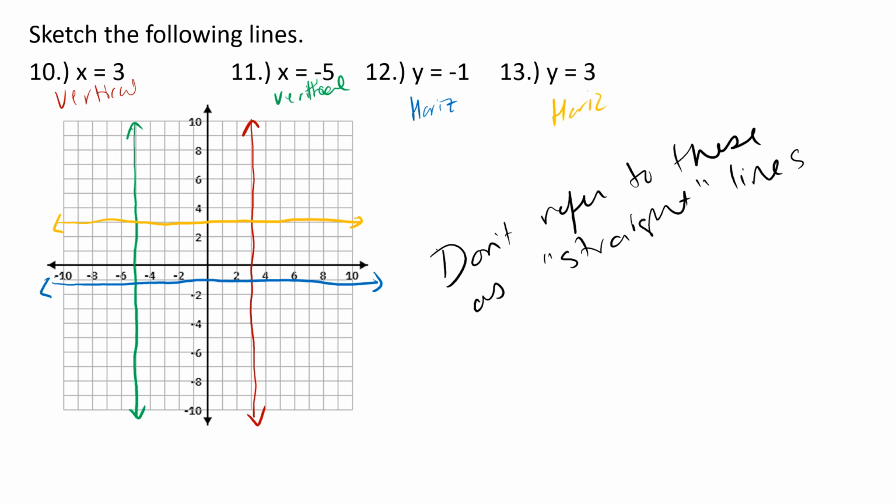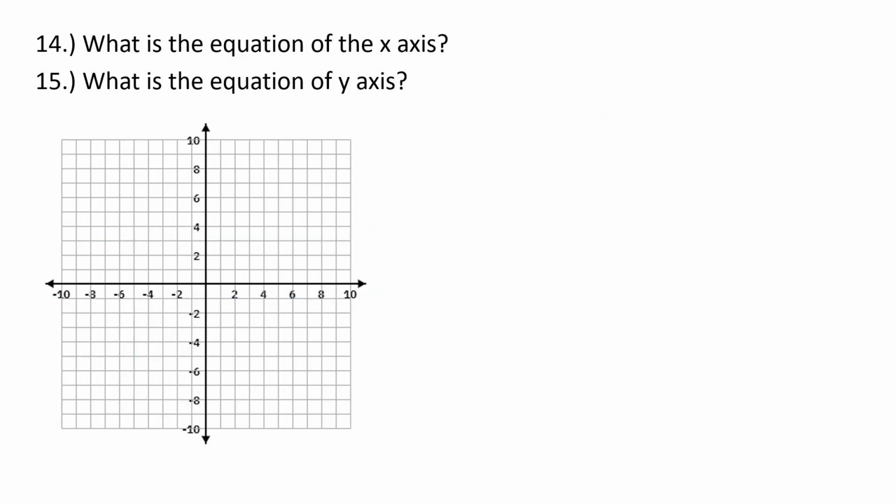So the way you want to refer to these lines is using the words horizontal and vertical. So make sure you're using those words. Those are the words that you're looking for to describe what these lines are, not straight lines. Like all lines are straight. So that won't tell you the thing that you want to know.